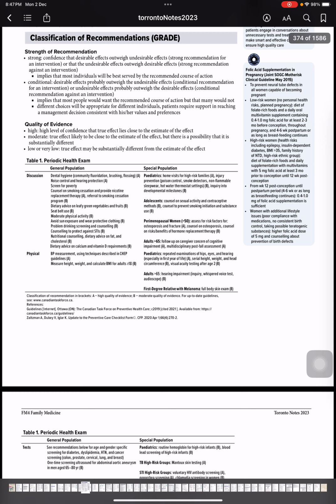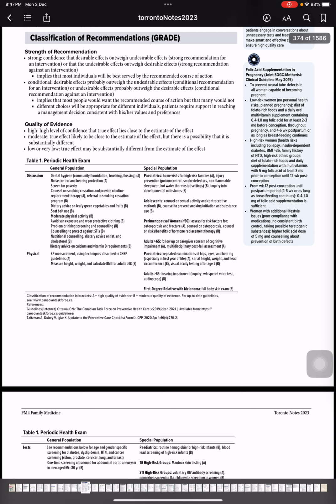For the pediatric population, you would check for home visits for high-risk families. Who are high-risk families? If you think the child could be going through abuse, you usually report it to child protective services, but this is one of the things that is mentioned here. Injury prevention, poison control, smoke detectors, non-flammable sleepwear, hot water thermostat settings, inquiry into developmental milestones. So make sure you remember all these examples written here.